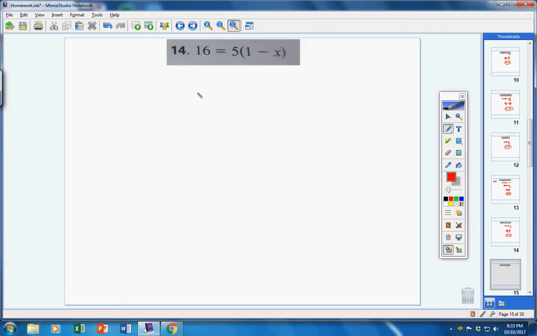Simplify both sides. Obviously with the 16, nothing I can do, but over here on the right side, we can multiply the 5 through. 5 times 1 is 5. 5 times negative x, negative 5x. Next, eliminate fractions. Next, constant terms on one side, variable terms on the other. And then lastly, get rid of your coefficient.